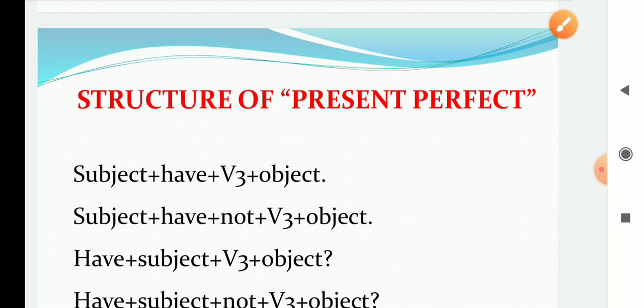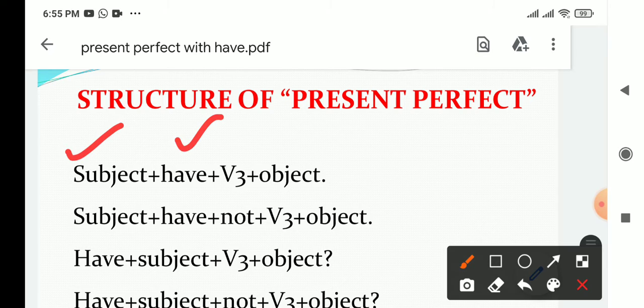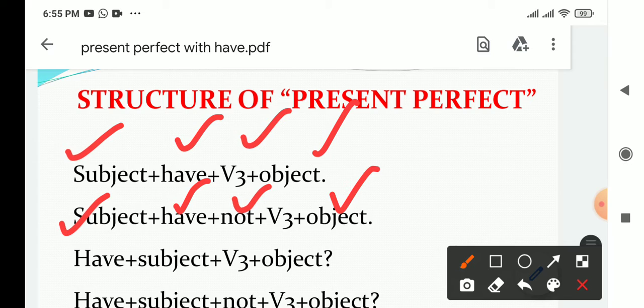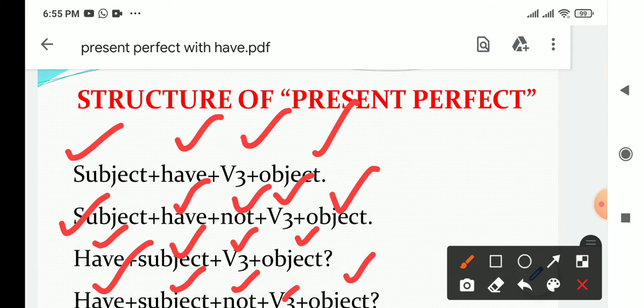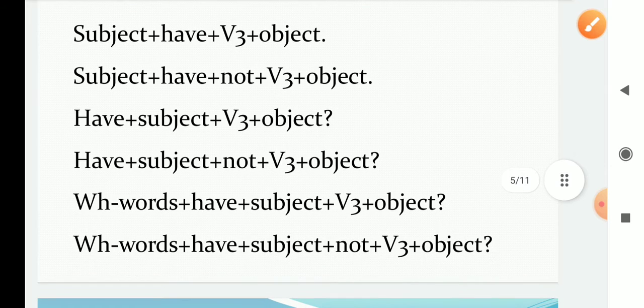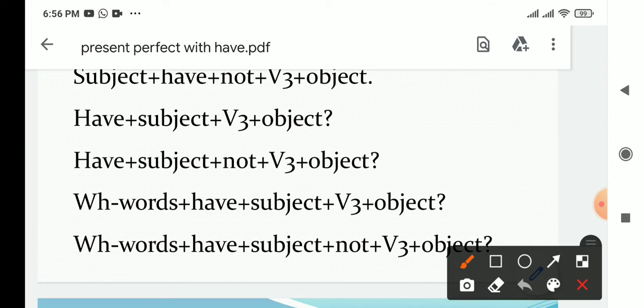So, let us learn the structure. Structure of present perfect with have is subject, have, third form, and object. Subject, have, not, third form, and object. Have, subject, third form, and object. And same way, have, subject, not, third form, and object. These are the structures that we are continuously learning. Then we use WH word.